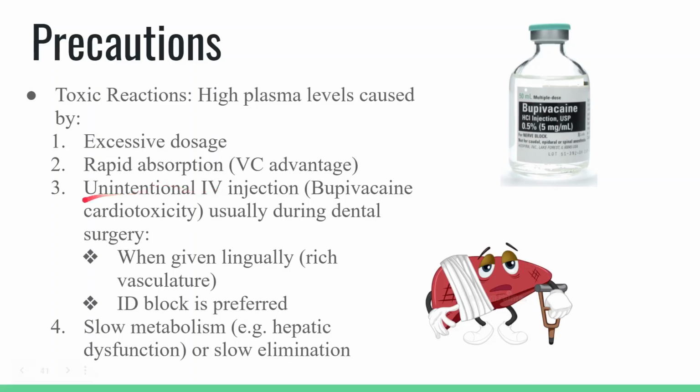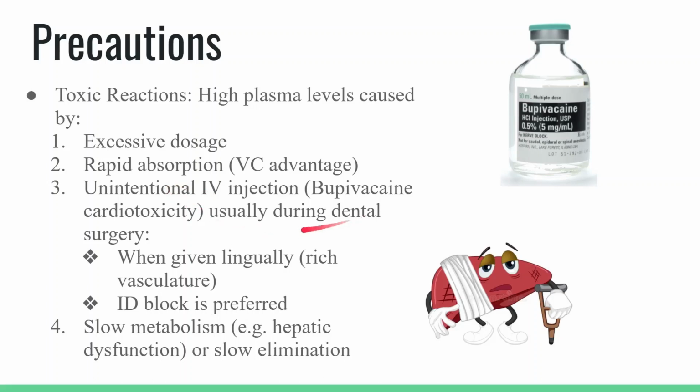Number 3 is an unintentional IV injection, especially of bupivacaine, which is known to cause cardiotoxicity, usually during dental surgery. So you already know what it is, unintentional IV injection. When we give local anesthetics, we definitely don't want to give it IV. We're only anesthetizing the local region. We never administer the drug directly into the circulation. So if, inshallah, the needle goes into the vein, that's when it will start going around the body, and it's going to get in very high doses, and it's going to cause systemic toxicity.